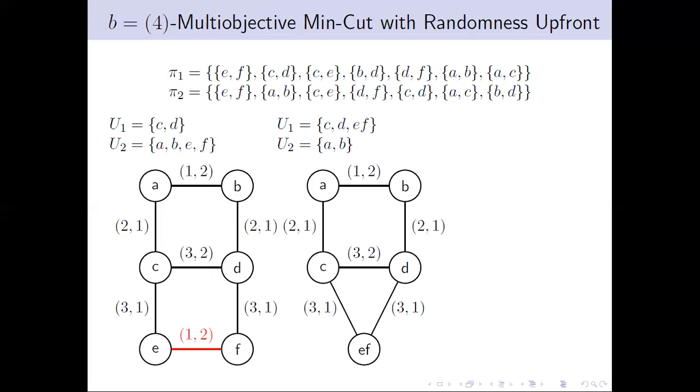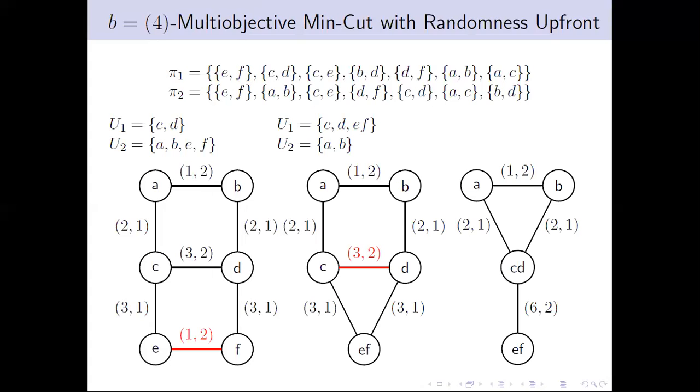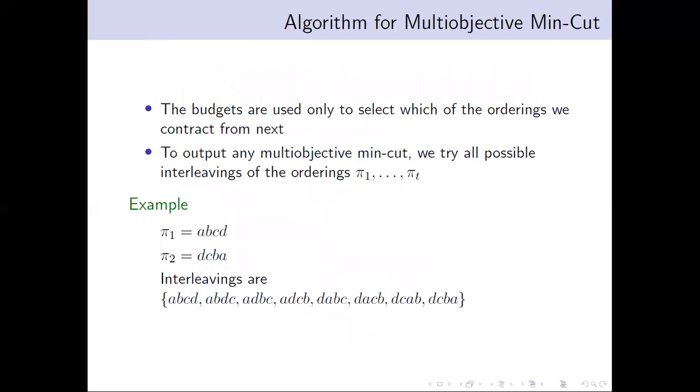Then since U1 is now bigger, we contract the first edge from pi1 that hasn't already had its endpoints merged. So in this case, EF is gone, so we contract CD. So this algorithm runs exactly the same as the previous one, but now all of our randomness happens up front before we make any decisions based on the budgets. In particular, we note that we only use the budgets to select which ordering to contract from next. So if we want an algorithm for multi-objective min cut that does not take the budget as input, then we can simply try all possible ways of interleaving the permutations.